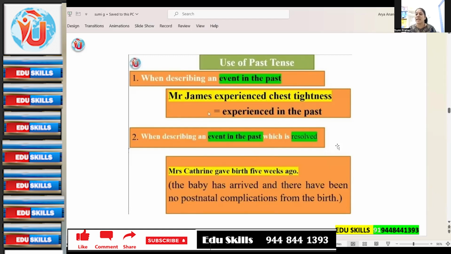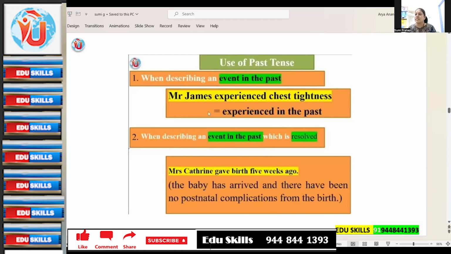Mrs. Catherine gave birth 5 weeks ago. So conciseness is very important. So here we just wrote, Mrs. Catherine gave birth 5 weeks ago. That means she gave birth, there is no complication, baby and mother both of them fine. With this sentence, it's already fully understood. So no need to tell that there is no complication. No need to write everything. Conciseness is very important. Mrs. Catherine gave birth 5 weeks ago. Maybe we can add that both of them are normal also. It doesn't matter, but even if you do not write it, it's okay.